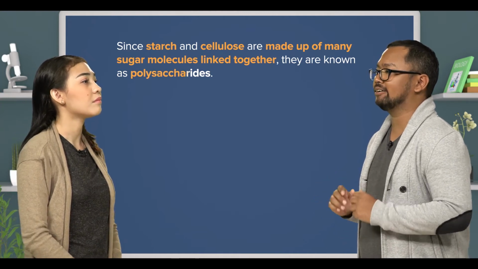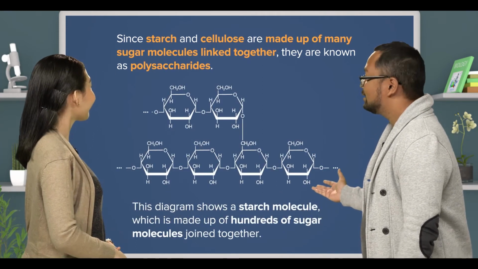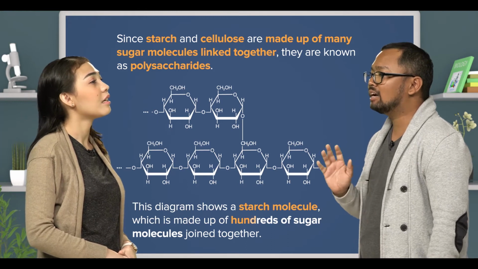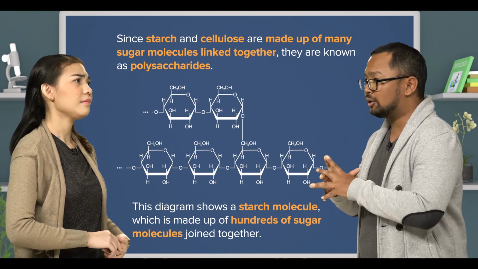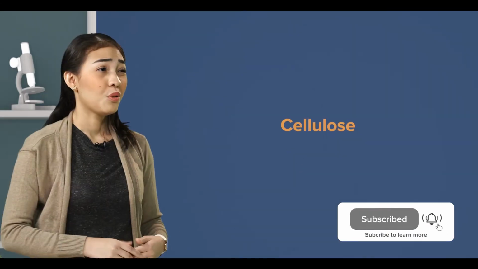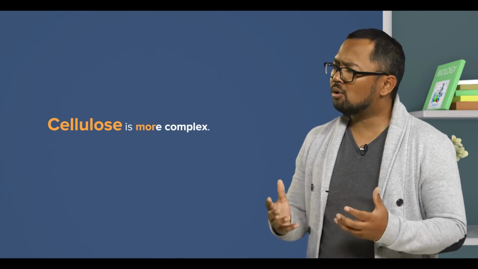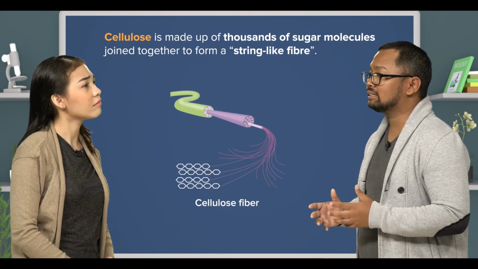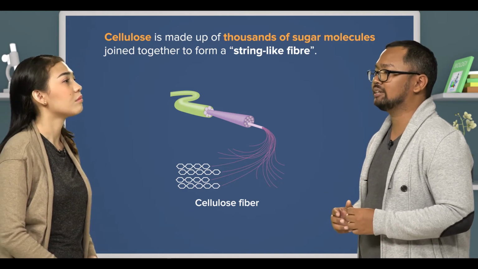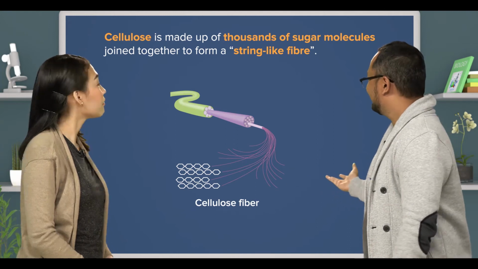That's right. Since both starch and cellulose are made up of many sugar molecules linked together, they are known as polysaccharides. Got it. This diagram shows a starch molecule which is made up of hundreds of sugar molecules joined together. What about cellulose? Cellulose is more complex. Cellulose is made up of thousands of sugar molecules joined together to form a string-like fiber. Have a look.